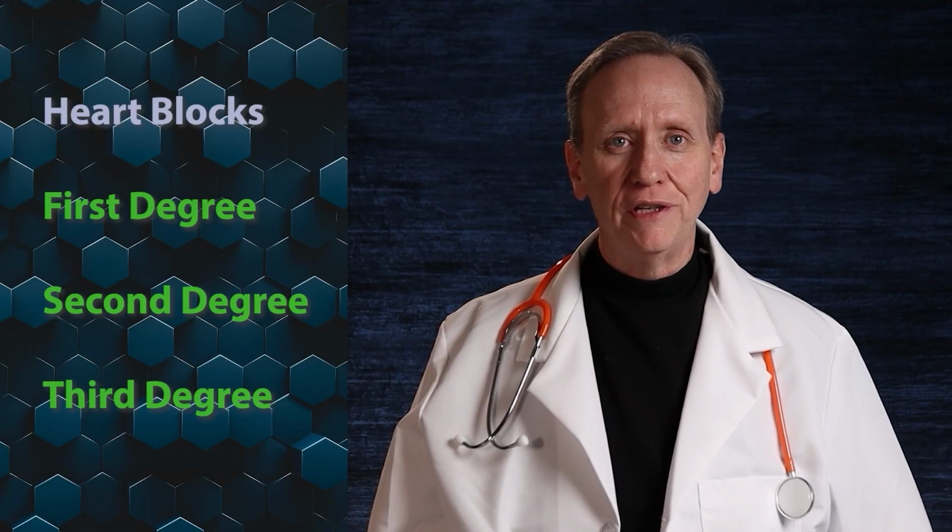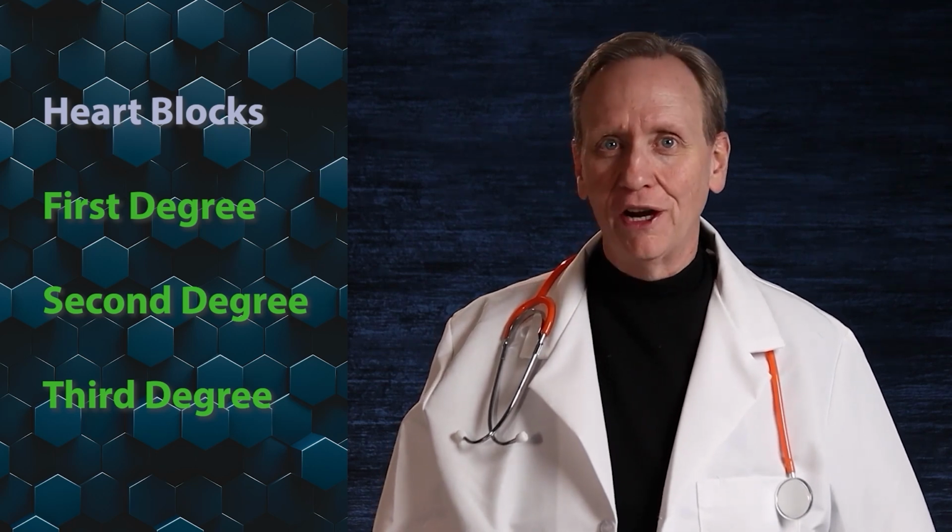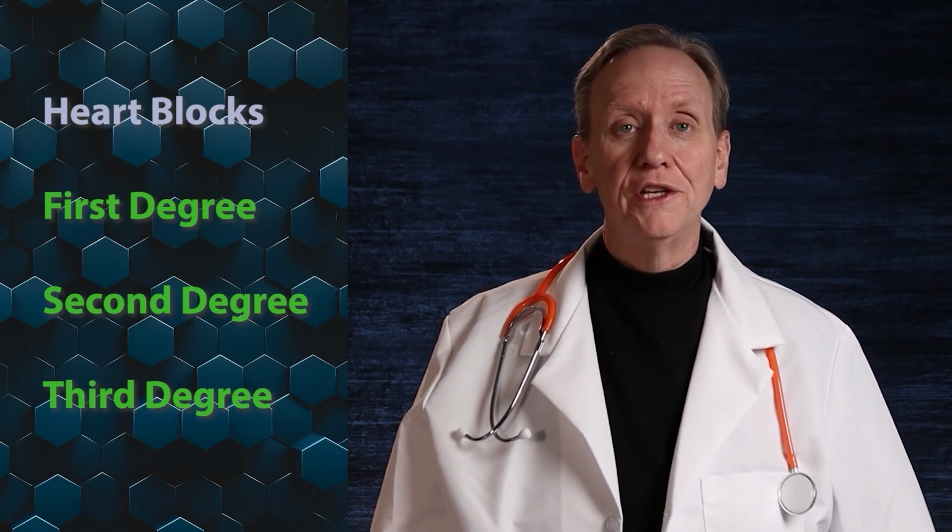So what is a heart block? Well, there's three types. There's first degree, second degree, and third degree heart block. And what is a block? Well, it's just an impedance of the flow of electricity through the heart. And of course, that would result in some sort of problem with a contraction.